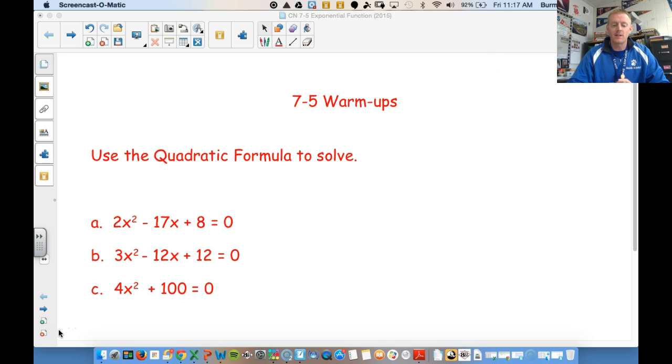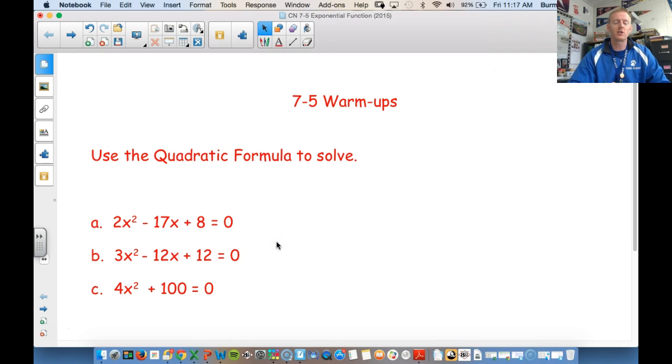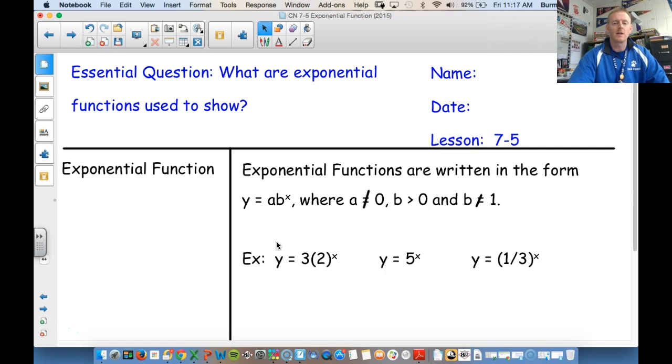We're talking about 7.5, which is going to be a very wonderful thing of exponential functions. This will be the start of the second part of chapter 9 for us. I have a few problems here that I'm going to ask you guys just to quickly do, and I'll give you the answers again tomorrow when you show up to check over this stuff. So just to get us back to thinking with quadratic formulas. So with this lesson 7.5, we're talking about exponential functions.